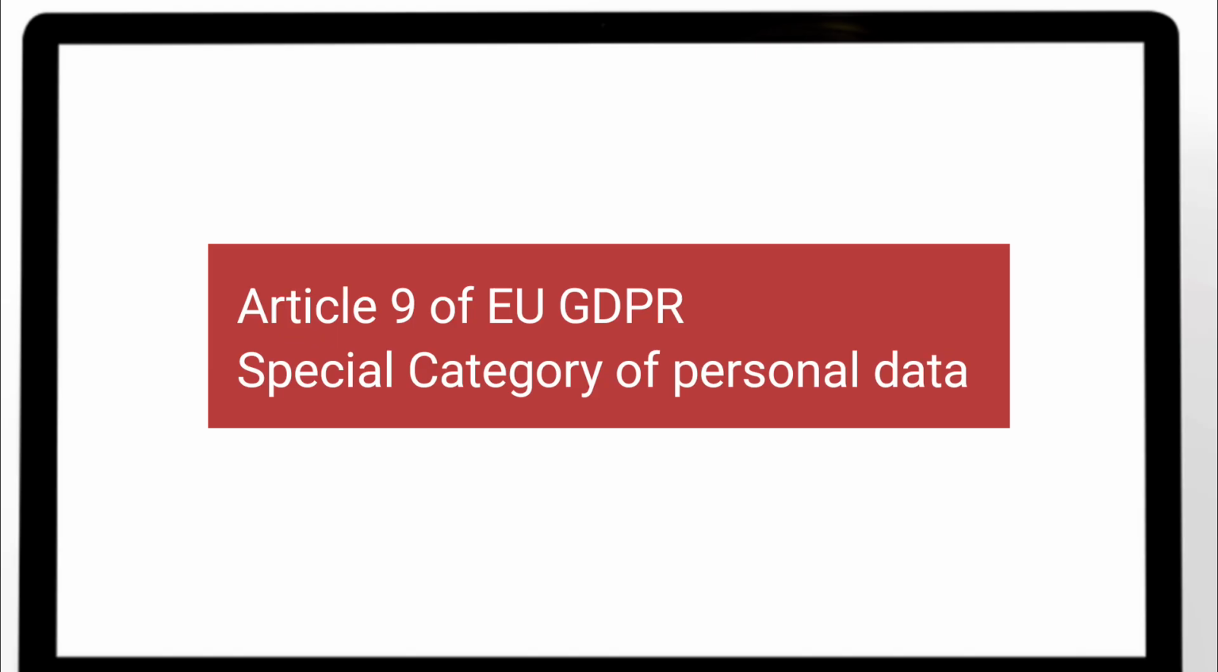Welcome to our podcast. In today's episode, we'll be discussing Article 9 of the General Data Protection Regulation, GDPR, which aims to protect individuals' privacy by limiting the processing of special categories of personal data. So, what exactly are special categories of personal data?